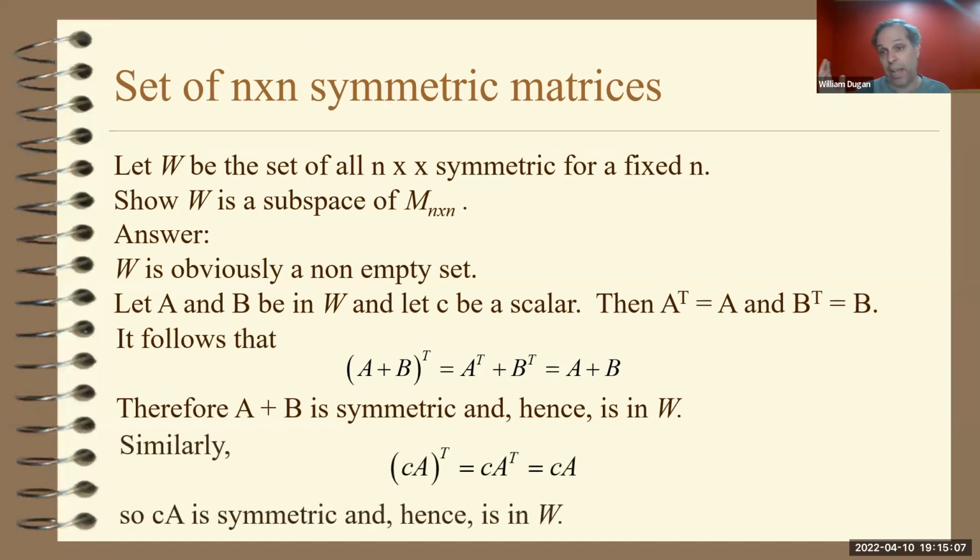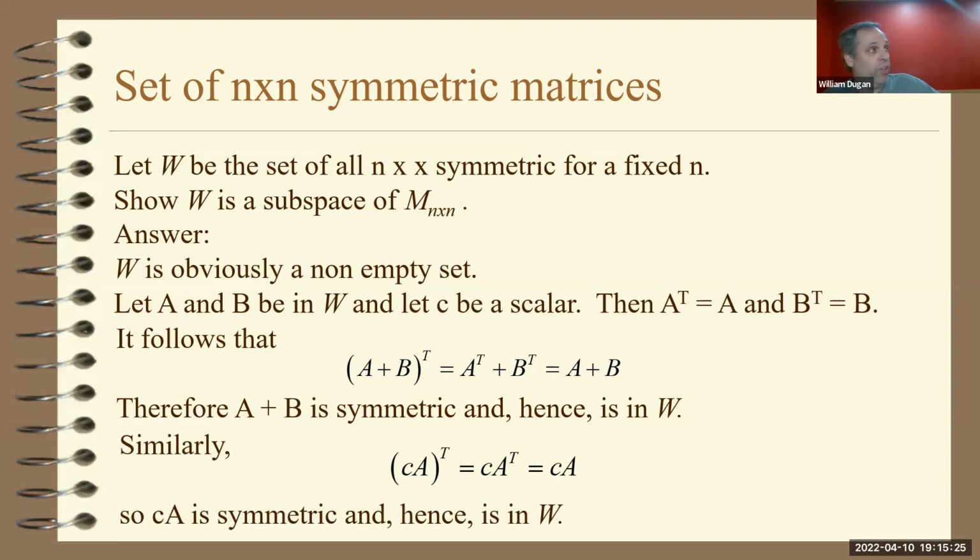Similarly, if you just take that scalar multiplied by A and then take the transpose, the scalar comes out, and you would have the scalar times A transpose. But A transpose is A because A is symmetric. So that shows then that C times A is also symmetric and is therefore in W. Those are the 3 properties I need to show.